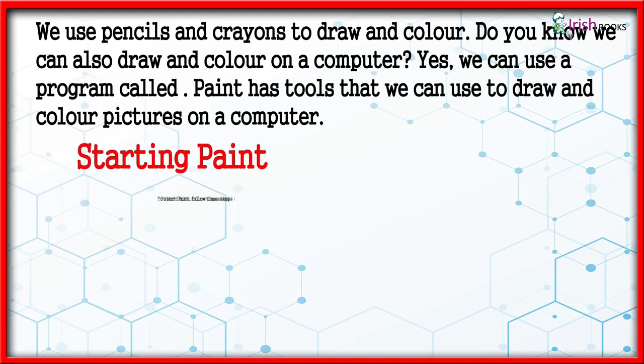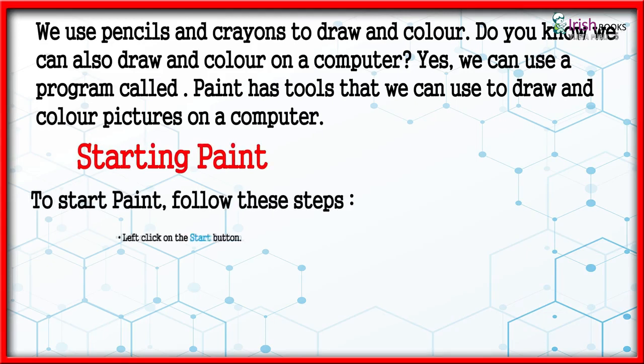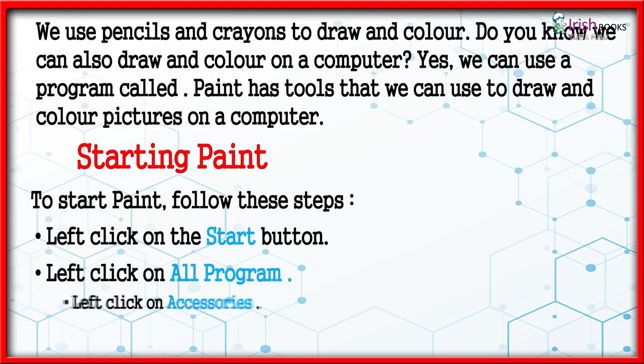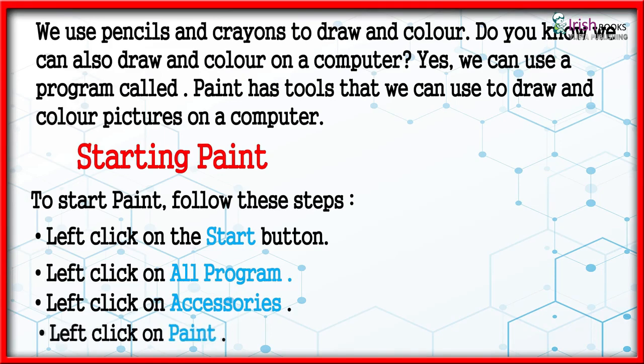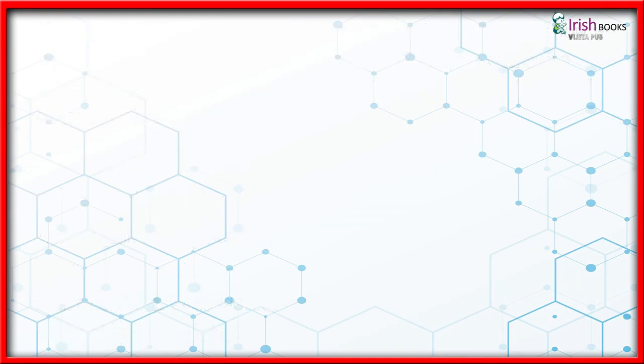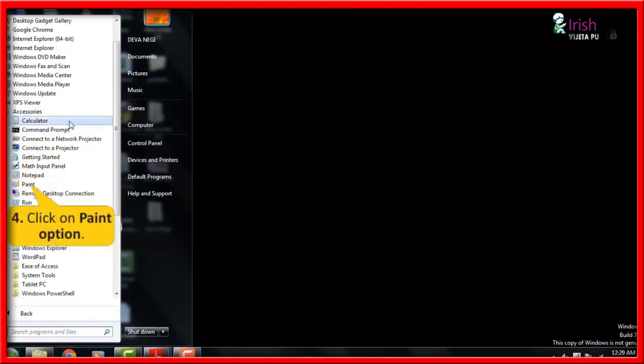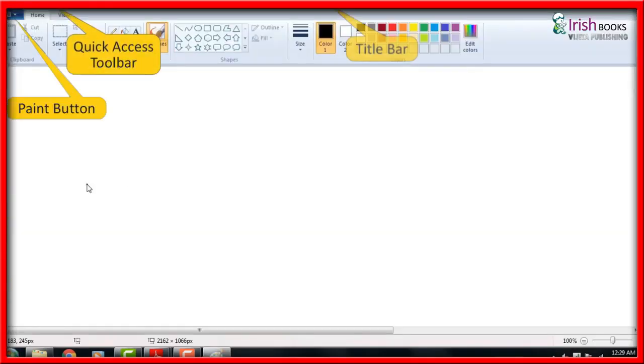Starting Paint. To start Paint, follow these steps. Left click on the Start button. Left click on All Programs. Left click on Accessories. Left click on Paint. Click on Start, choose All Programs, click on Accessories, click on Paint.